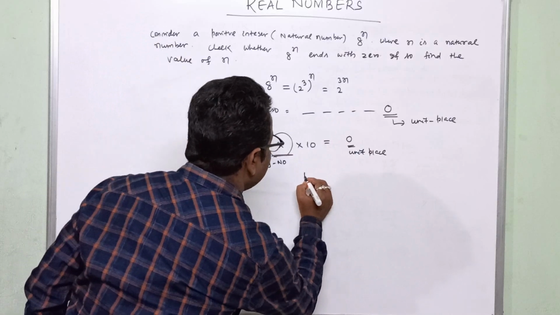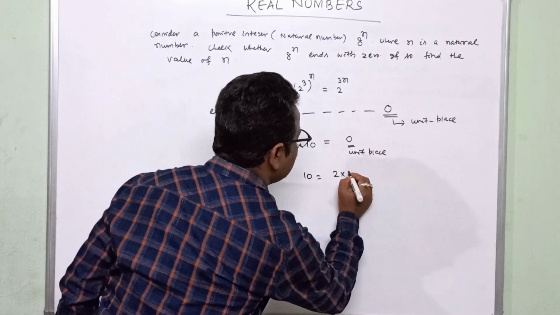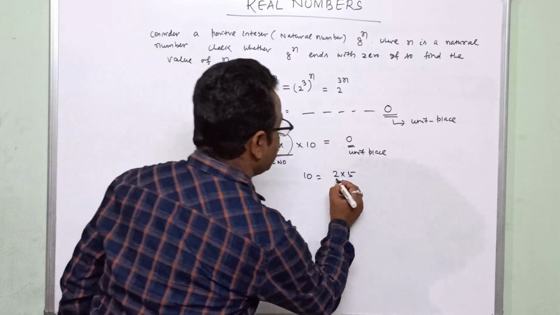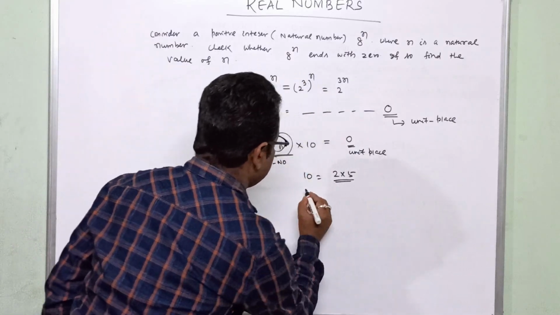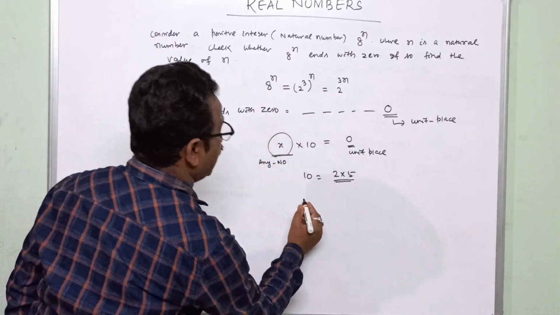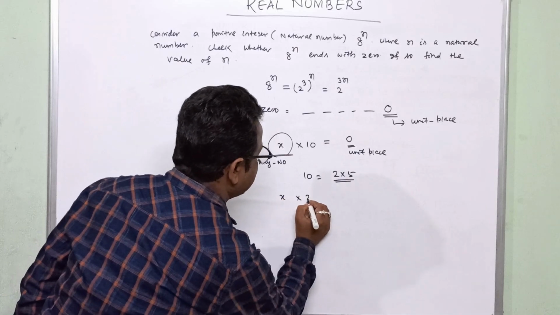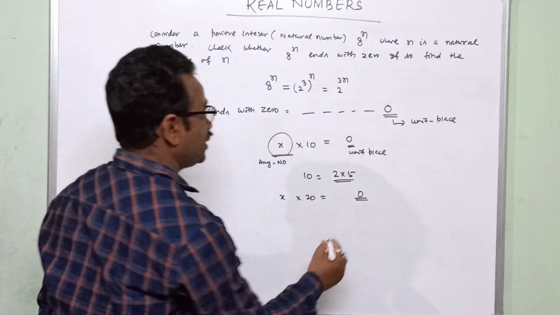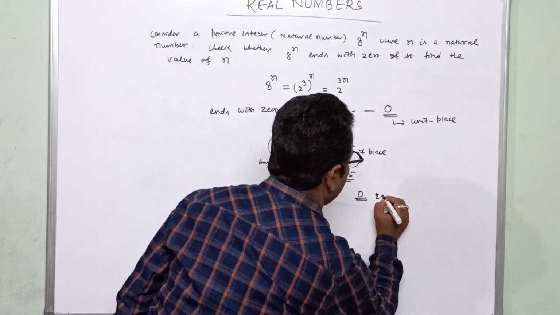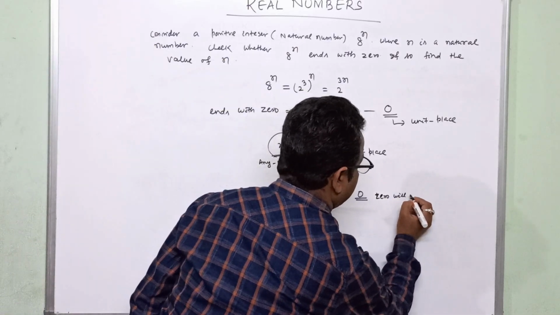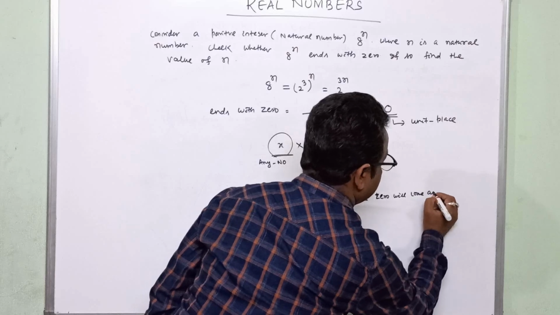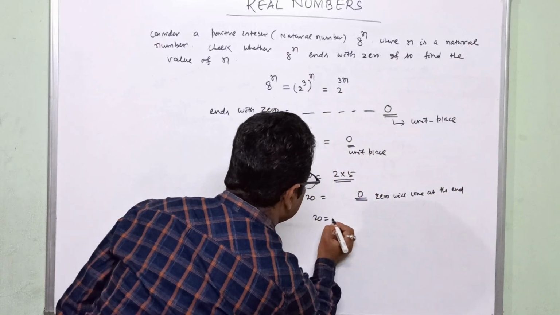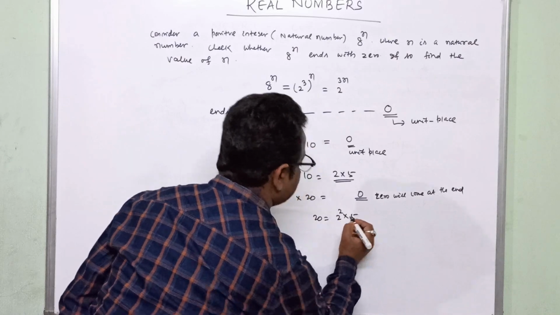So 10 is equal to 2 into 5. If you multiply by 20, any number x into 20, 0 will also come at the end in the unit place. So 20 is equal to 2 square into 5.